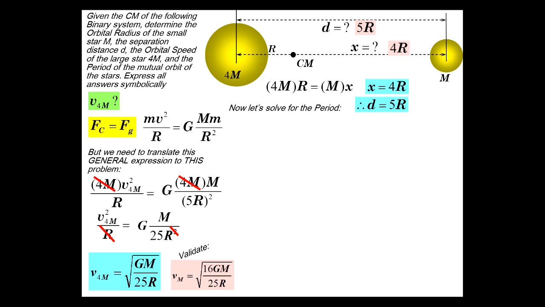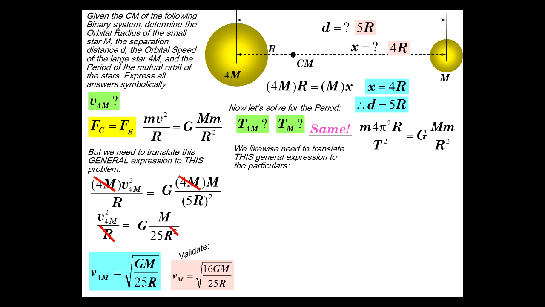You recognize that the period is the same for both because you can't have one orbit the other without the other orbiting the first. So they both orbit the common center of mass for the same amount of time. So we can do either one because they're the same. I'm going to do m 4 pi squared r over T squared is GMm over r squared. Okay, so we have to apply it to the particulars. Now we can choose either one of these as the particular. I'm going to choose the 4m, but I guarantee you'll get the same answer if you choose this one.